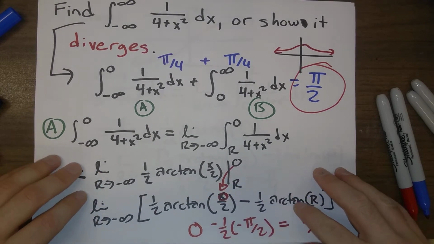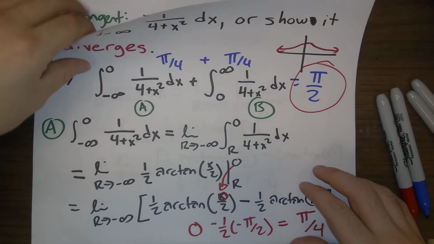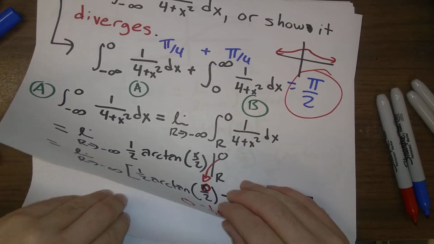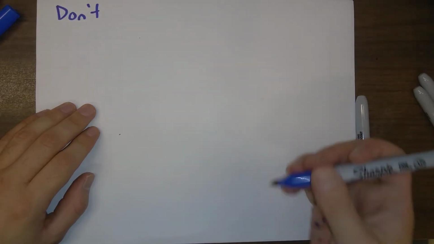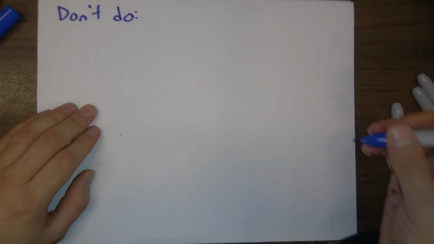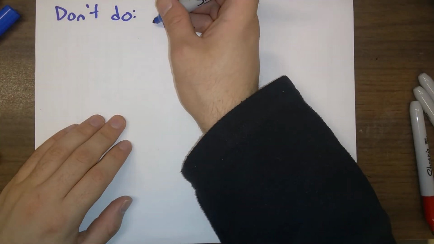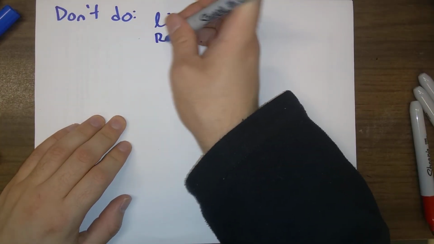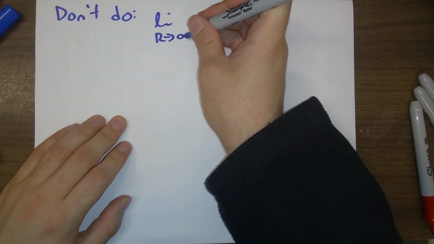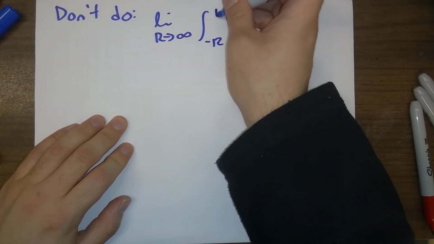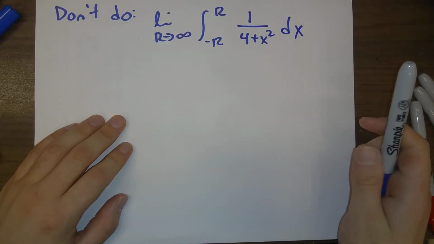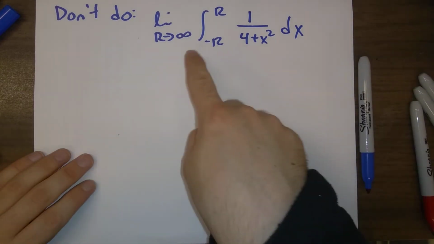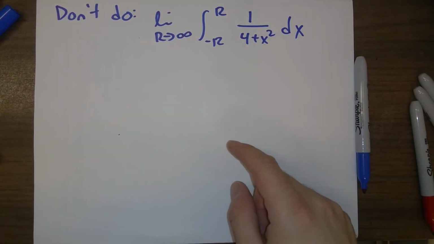One last thing worth noting in this problem is that it is not good form. So every so often in this section, I think more than maybe other sections, I have to say what to not do. And the thing that we don't want to do is the limit as r goes to infinity of the integral from minus r to r of 1 over 4 plus x squared dx. So you might think that this is equivalent to what we did here.